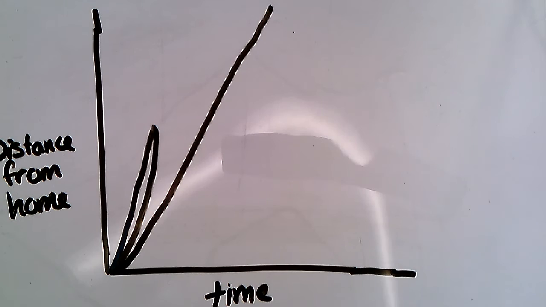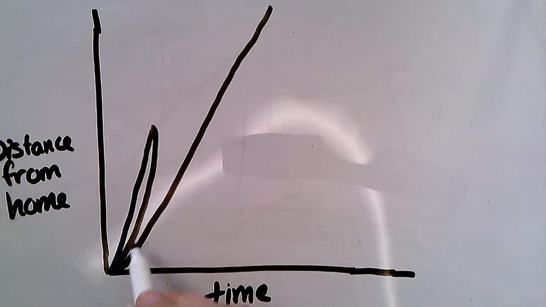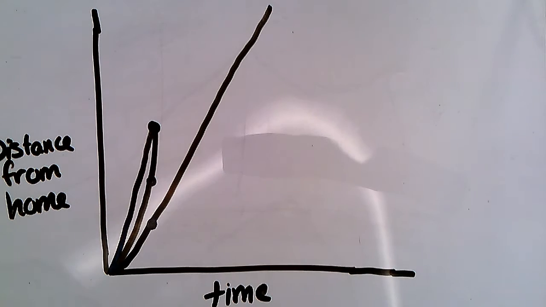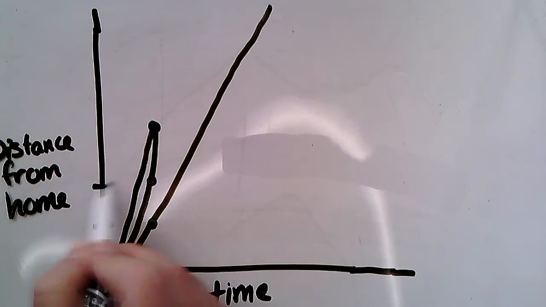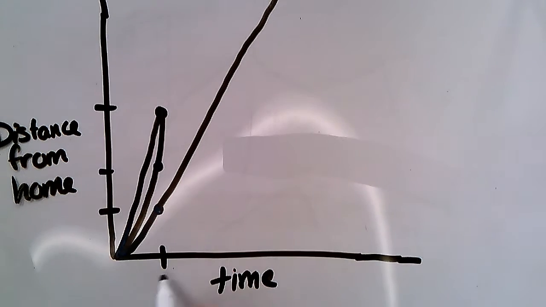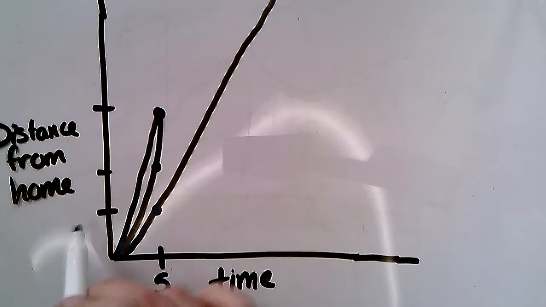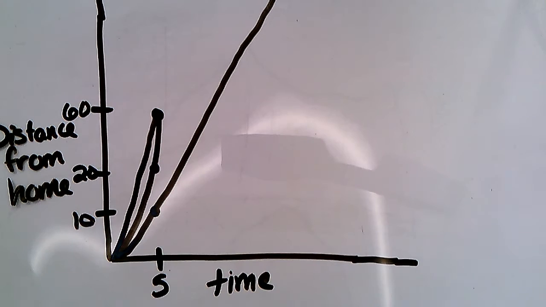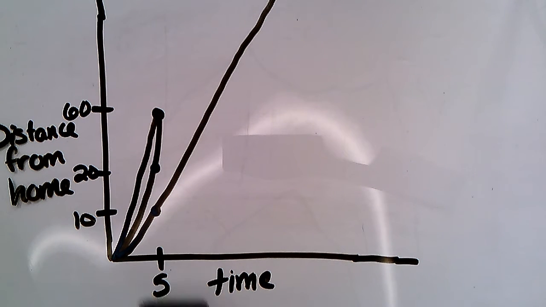Because it's all about time. We cannot stop time, we cannot reverse time, we cannot go back in time. So basically, if you look right here, we're at 3 different distances at the exact same time. So say this is 5 minutes into a trip. We can't be 10 feet from home, 20 feet from home, and 60 feet from home all at the same 5 minute mark. That's just not physically possible.